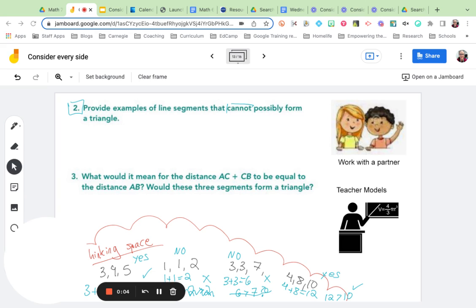So there are an infinite number of correct answers that you could have used for problem number 2 here. One of the examples we did together was this one. Remember, 1 plus 1 gave us a sum of 2, and 2 is not greater than 2.